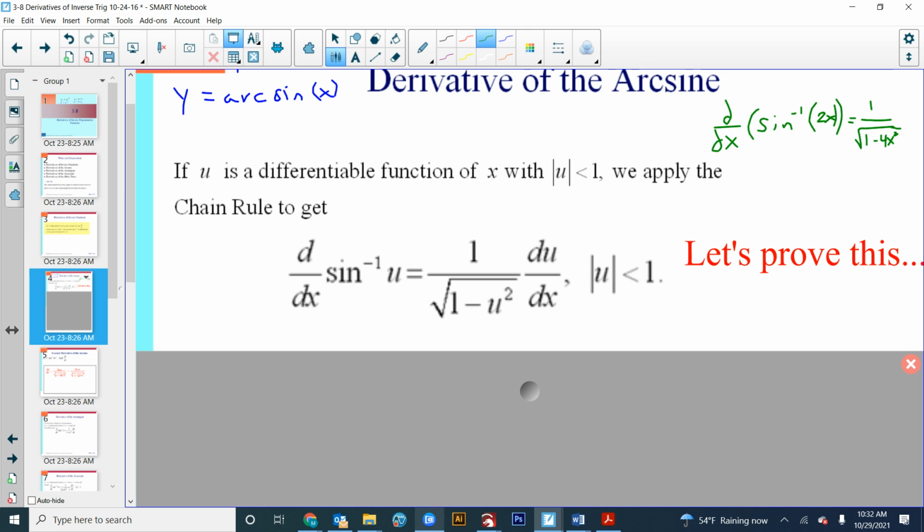In our problem, what's du dx? It's the derivative of the inside of sine inverse. Times 2. Done. 2 over the square root of 1 minus 4x squared. That is the derivative of sine inverse of 2x, if we trust this template right here.